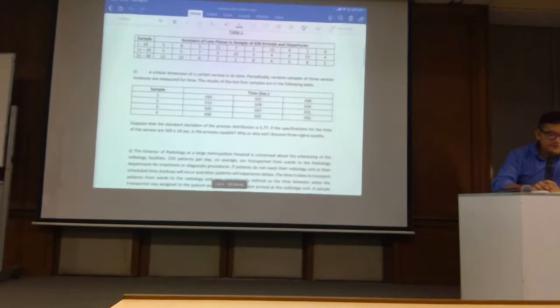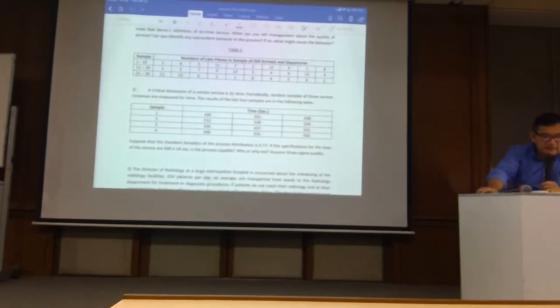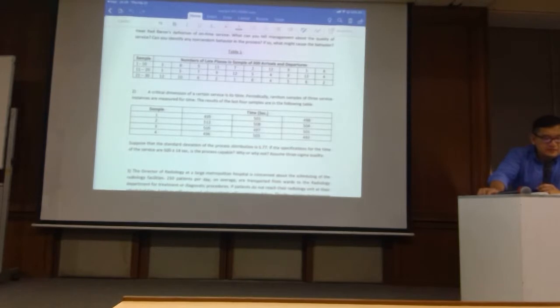How about the second example? It's about process capability, right? It said that this is the critical dimension of a certain service, which is time. Periodically a random sample of 3 service instances is measured for time. So the result of the last 4 samples is shown in the following table. Okay. So suppose that the process standard deviation is 5.77. If the spec is 500 plus or minus 18 seconds, is the process capable, right?